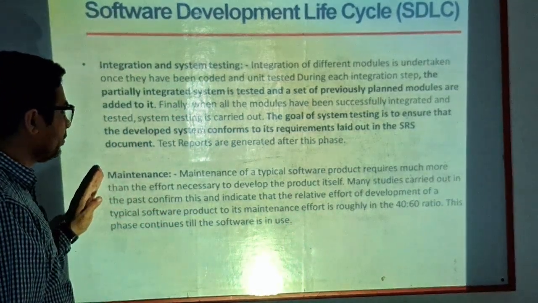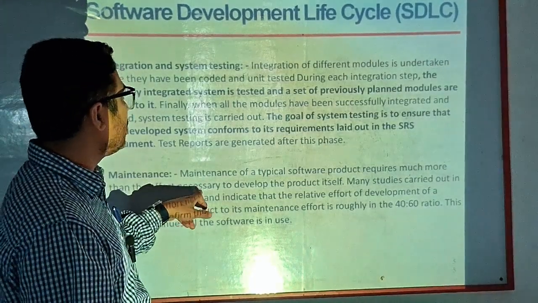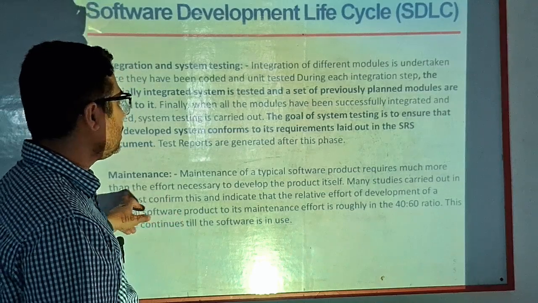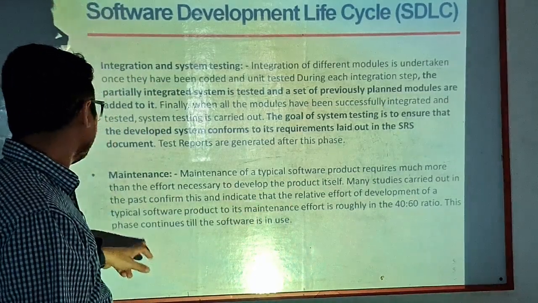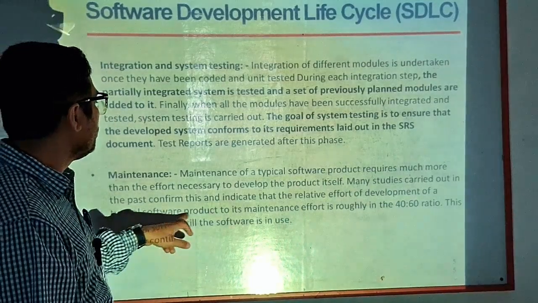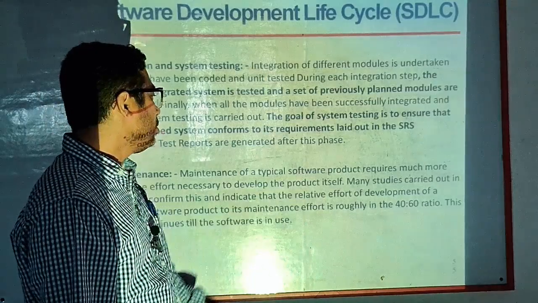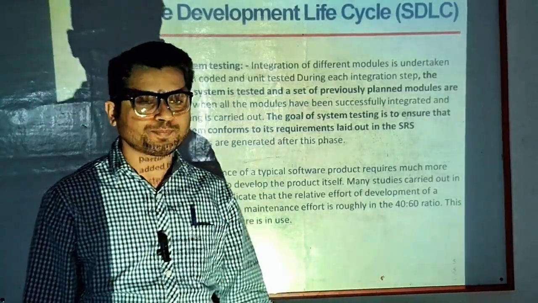And last part of the SDLC is the maintenance part. Maintenance of a software product requires much more effort than necessary to develop the product. Many studies carried out by firms indicate that the relative effort of development of a typical software to its maintenance effort is roughly 40 to 60 ratio, meaning the software continues to be in use. Alright.